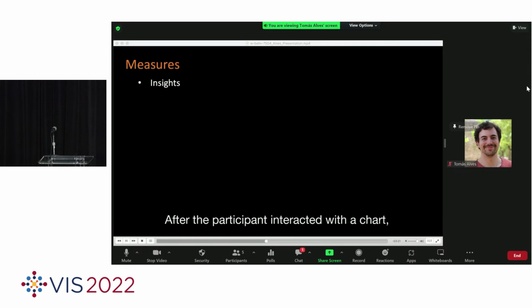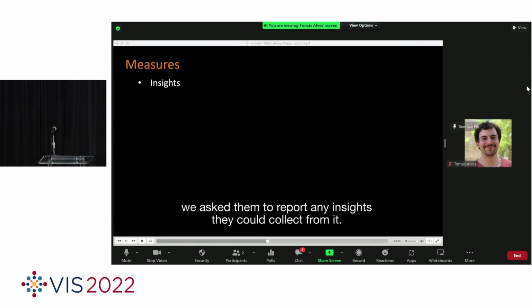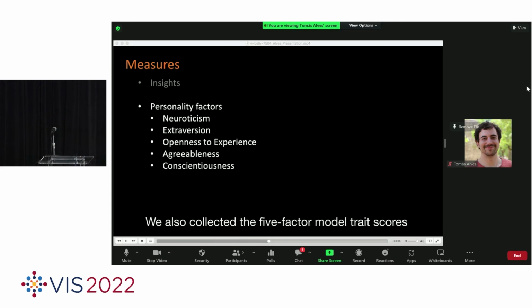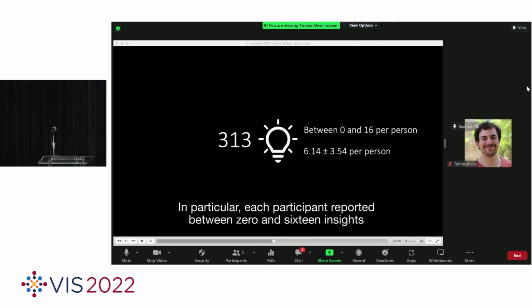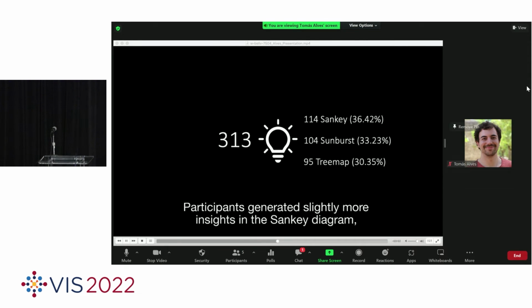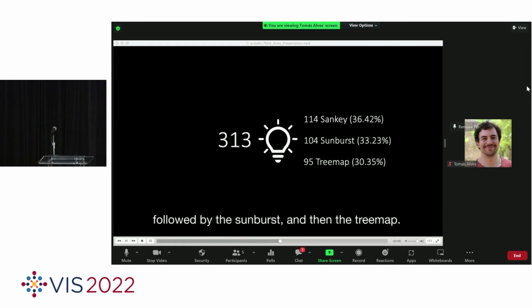After the participants interact with the chart, we asked them to report any insight they could collect from it. We also collected 5-factor model trait scores and some demographic data. Participants generated a total of 313 insights. In particular, each participant reported between 0 and 16 insights and around 6 insights per person. Participants generated slightly more insights in the Sankey diagram, followed by the sunburst and then the tree map.